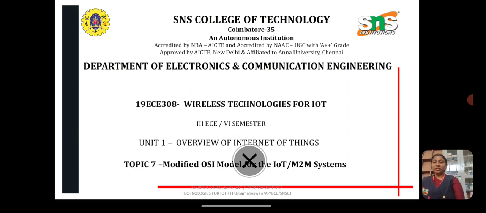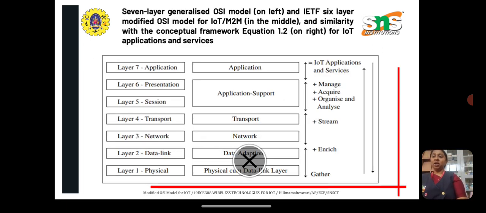In this overview of Internet of Things, I'm going to explain the modified OSI model for the IoT, or the message-to-message communication system. OSI stands for Open System Interconnection. In the last video lecture, I explained examples of the IoT. Now, we have the 7-layer generalized Open System Interconnection model, and under the Internet Engineering Task Force, a 6-layer modified OSI model for the Internet of Things, or message-to-message communication, with a conceptual framework.